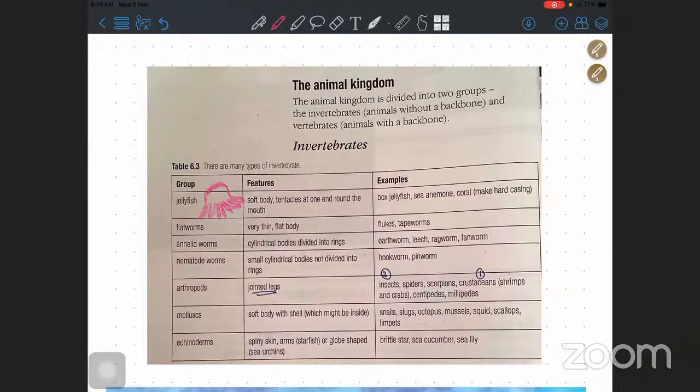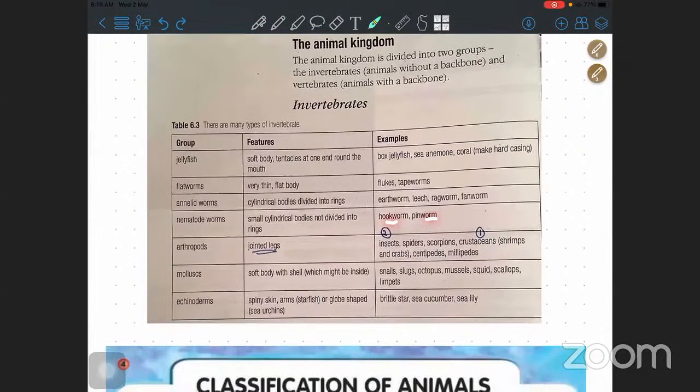Annelid worms, which is very, can you see? This is cylindrical, okay? The shape looks like a cylinder. Body divided into rings, such as earthworm, leech, red worm, and fan worm. Nematodes, yes, a small cylinder which is not divided into rings, such as hookworm and pinworm.